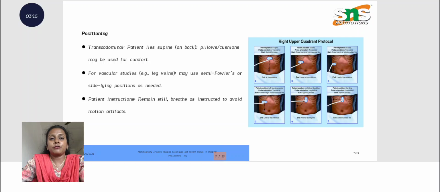Positioning of the patient for transabdominal scanning: the patient lies supine on their back. Either a pillow or cushions may be given if the patient feels uncomfortable. For vascular studies, semi-Fowler's or side-lying positions may be used if needed. For patient instruction, the patient has to remain still. Breathing instructions will be given by the physician or the radiologist to avoid motion artifacts.